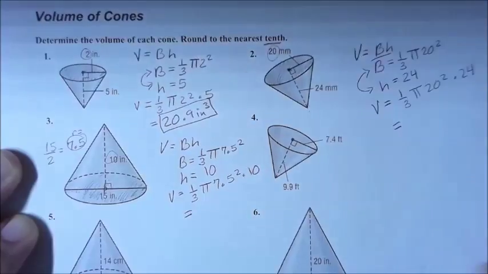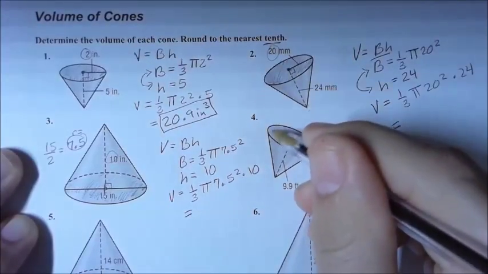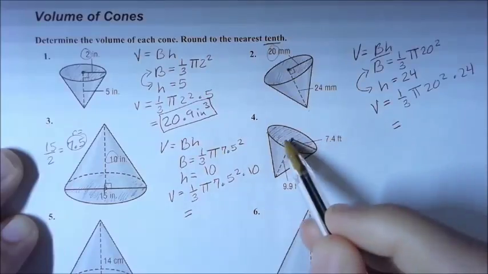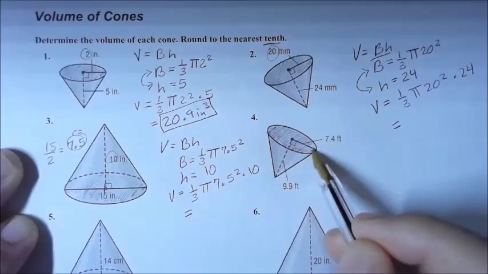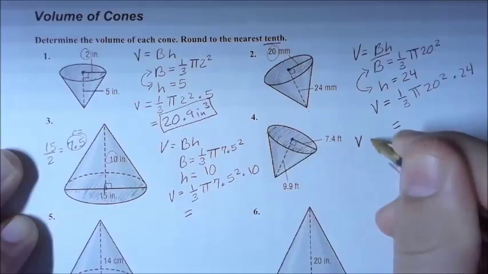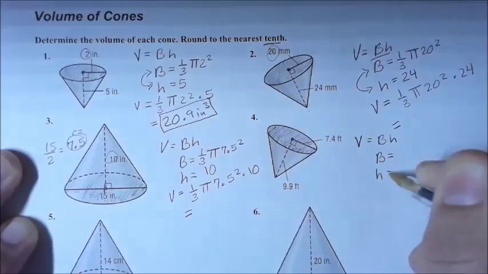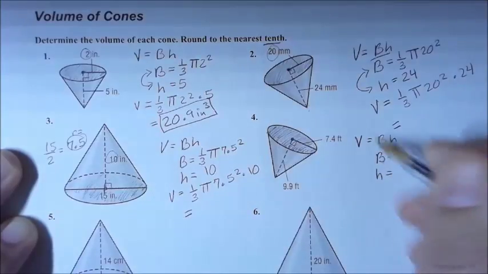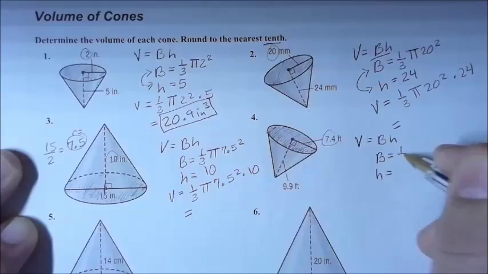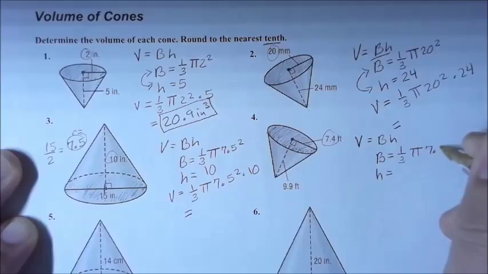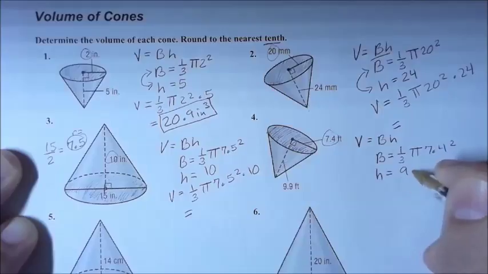So on number 4, we have a base that's flipped up, so we're going to shade it in. And if you notice on this one, it's just giving us the radius. We don't have to divide this one because it's only half. We just want half of it, and it gives us half, so that makes it easier. So we're going to do V is equal to big B times H. My big B is equal to, and my H is equal to, and let's go and do big B first. Okay, so I got 1/3 times pi times my radius, which is 7.4, squared times H, which is 9.9.